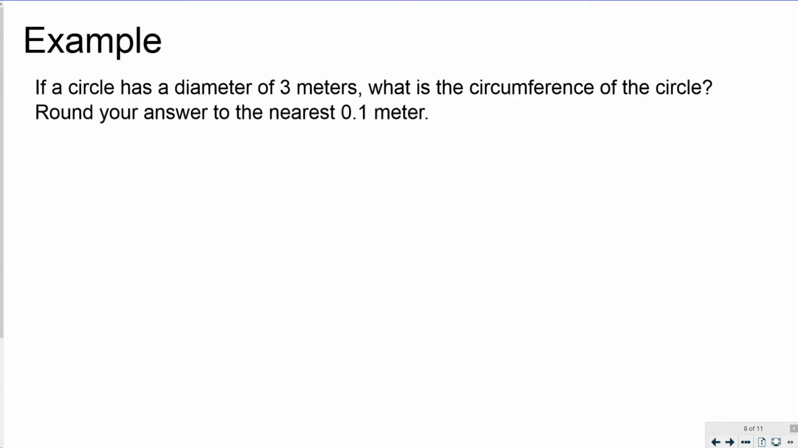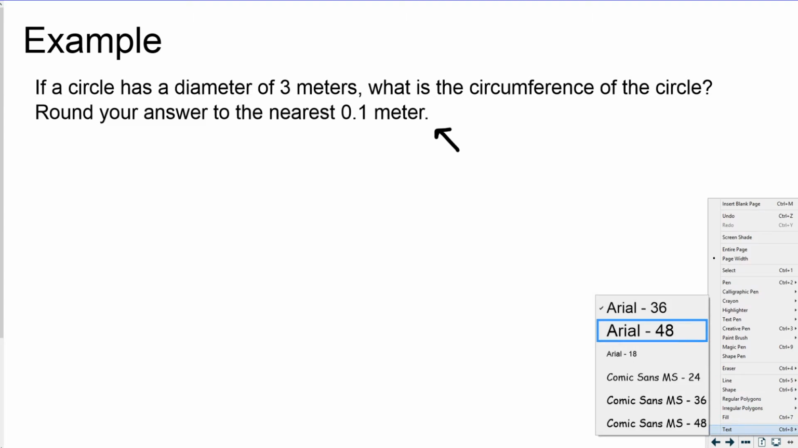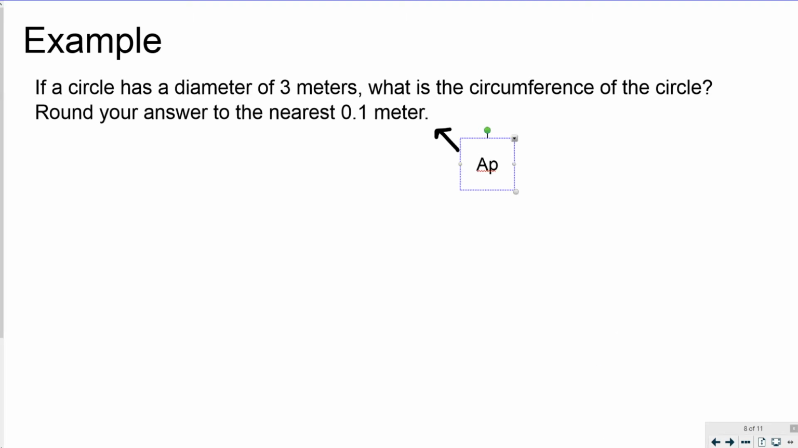So let's do some examples. If a circle has a diameter of 3 meters, what is the circumference of the circle? Round your answer to the nearest meter. Okay, so right away, round your answer tells me immediately that this is going to be an approximation. Anytime that I am told to round my answer, I now know that that is an approximation.